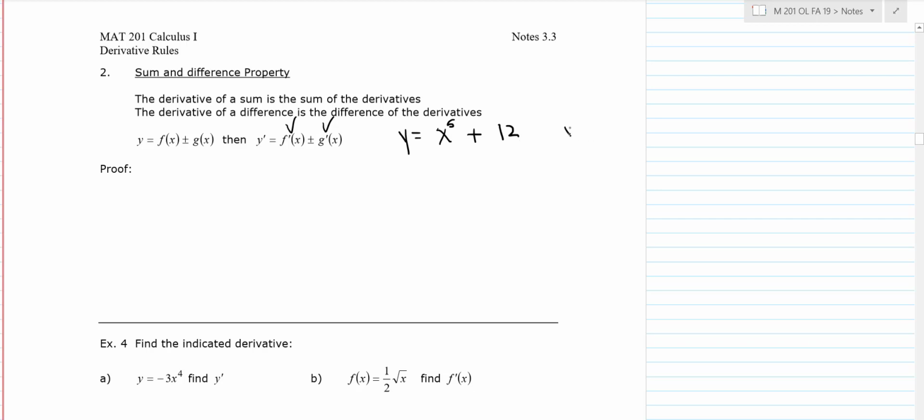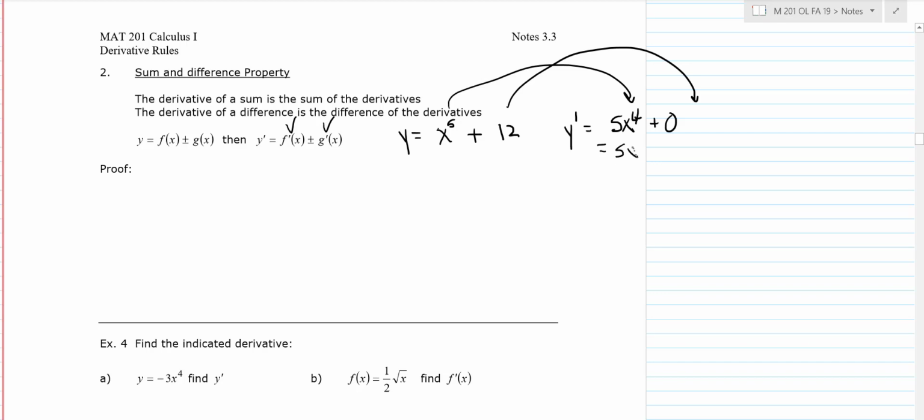By this property, what you would do is just do the derivative of x to the 5th, which is 5x to the 4th. Then you would do the derivative of 12, which is 0, and then you would add them together. So you just do each piece separately. If that was a minus sign, that would just stay a minus sign. So you would end up getting 5x to the 4th for your derivative.